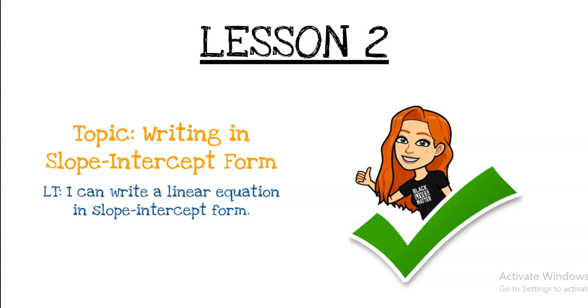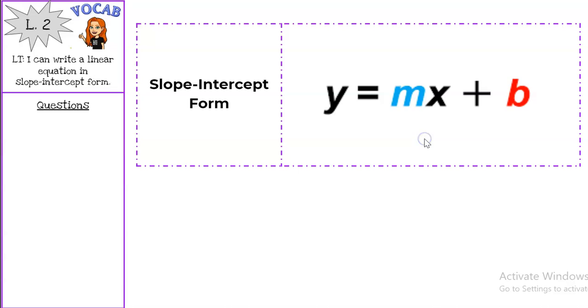Lesson 2, topic: writing in slope-intercept form. Learning target: I can write a linear equation in slope-intercept form. So first off, slope-intercept form is y equals mx plus b.